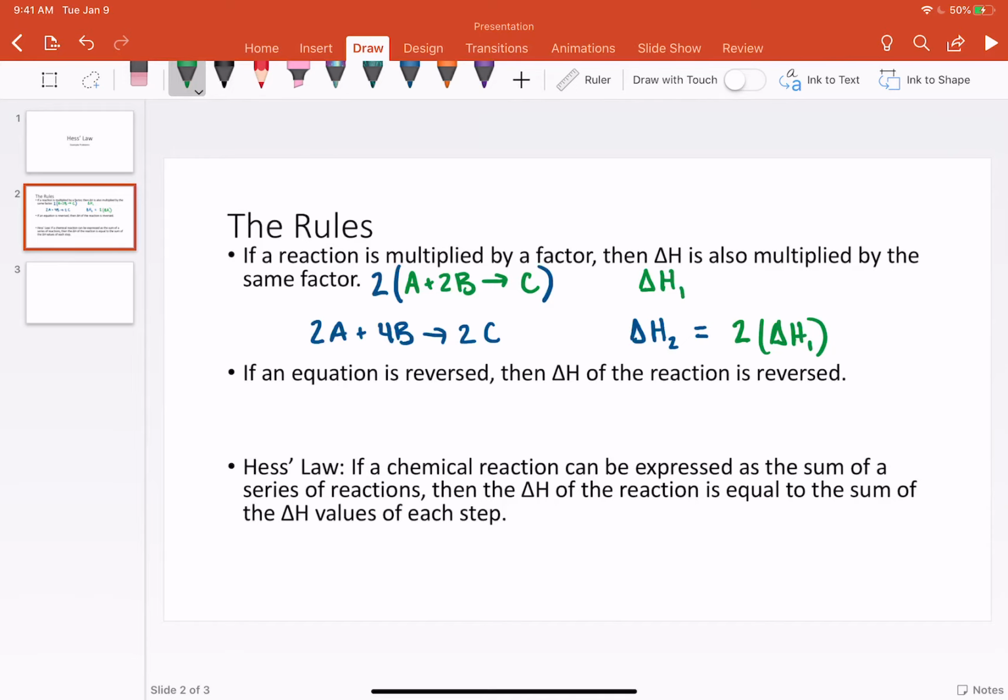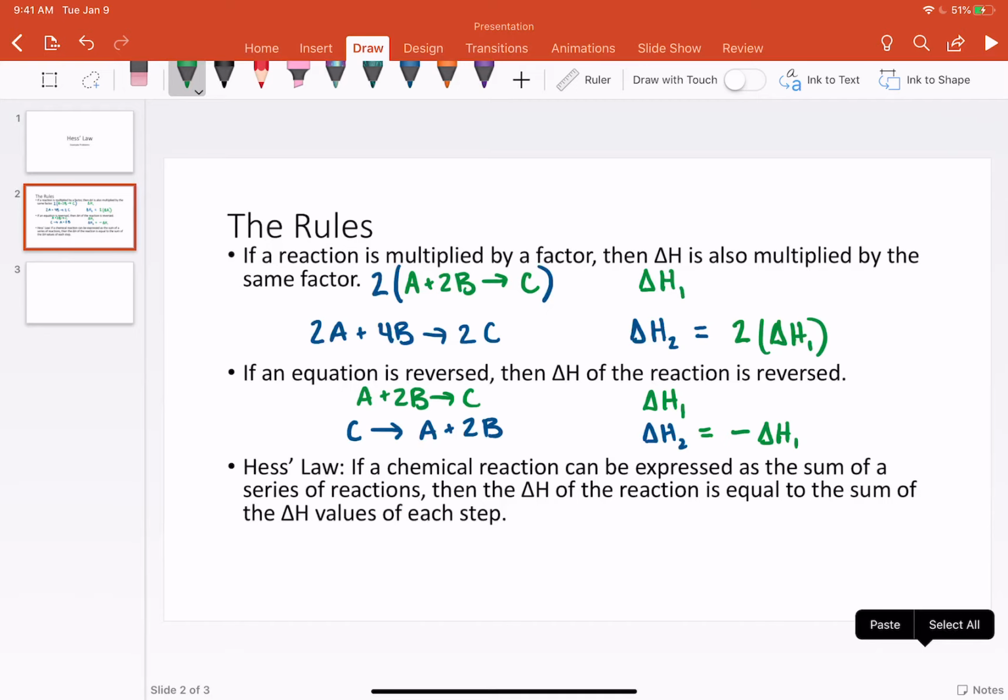The second rule is that if an equation is reversed, so let's say we have that same equation to start with, the same enthalpy value, and we decide to reverse that equation to get C decomposing to A plus 2B, then that's also going to have a delta H2 value, so some other delta H value. And in this case, it's going to be equal to the opposite of delta H1.